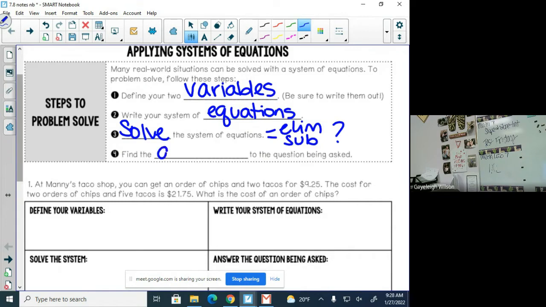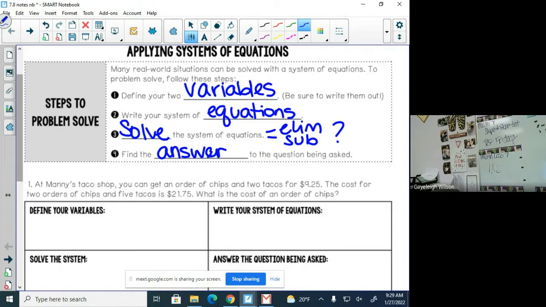And then you're going to find the answer to the question being asked. Sometimes the problem might be about tacos and burritos, but the question will ask, say, what is the cost of a taco? That doesn't mean you give them both the numbers, you only give them the taco cost. That's what it means by make sure you answer the question that the problem asks.